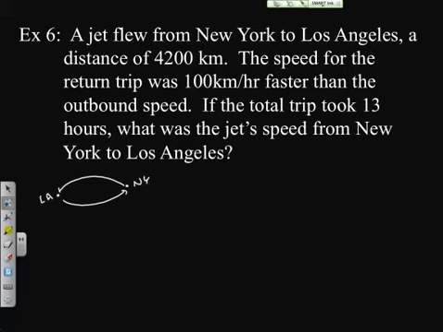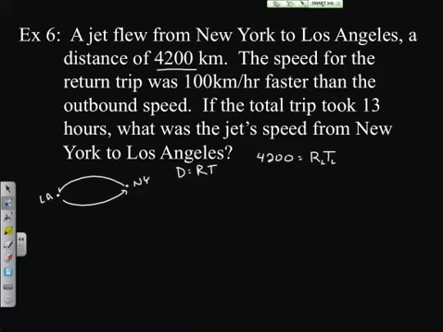This is the distance formula. If you remember the distance formula, distance equals rate times time. So we know the distance is 4,200 kilometers. That was given to us. And what we don't know is the rate or the time on the way out. So for the first equation, we've got 4,200 equals rate times time. And I'm going to use subscript L, since we're going to Los Angeles.